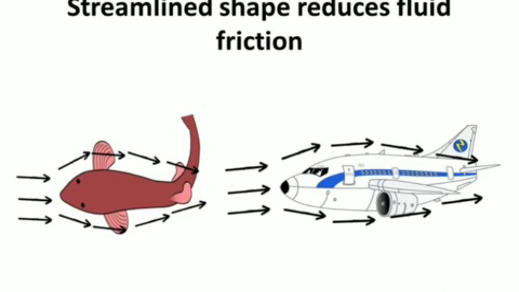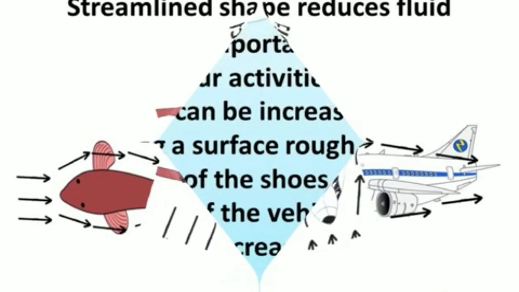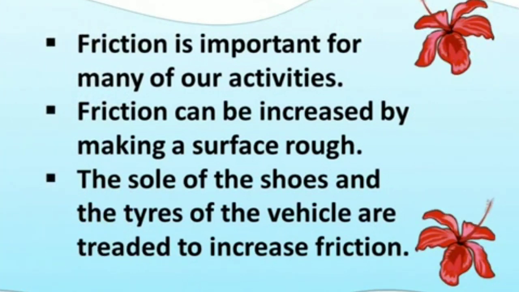have streamlined shape just like the fishes to lower the drag while moving in the air. So to sum up what we learned today, friction is important for many of our activities. Friction can be increased by making the surface rough. The sole of shoes and the tires of vehicles are treated to increase friction.